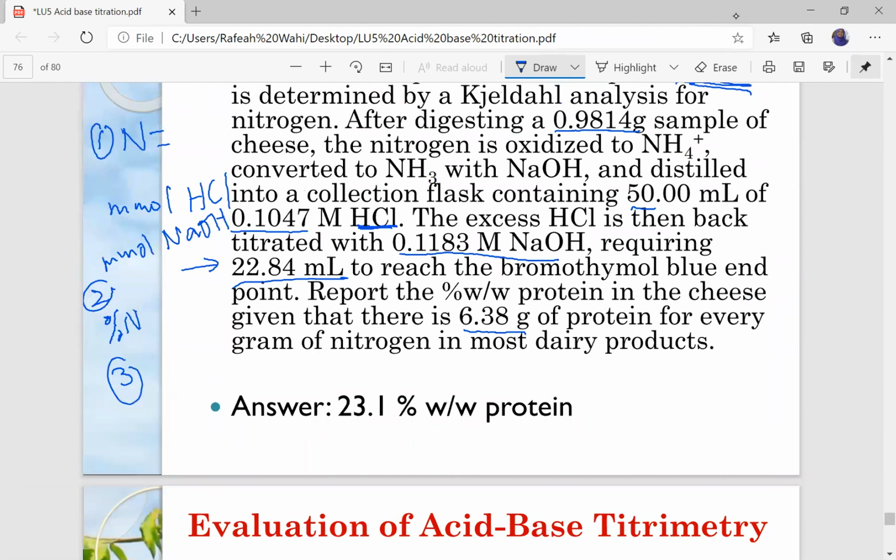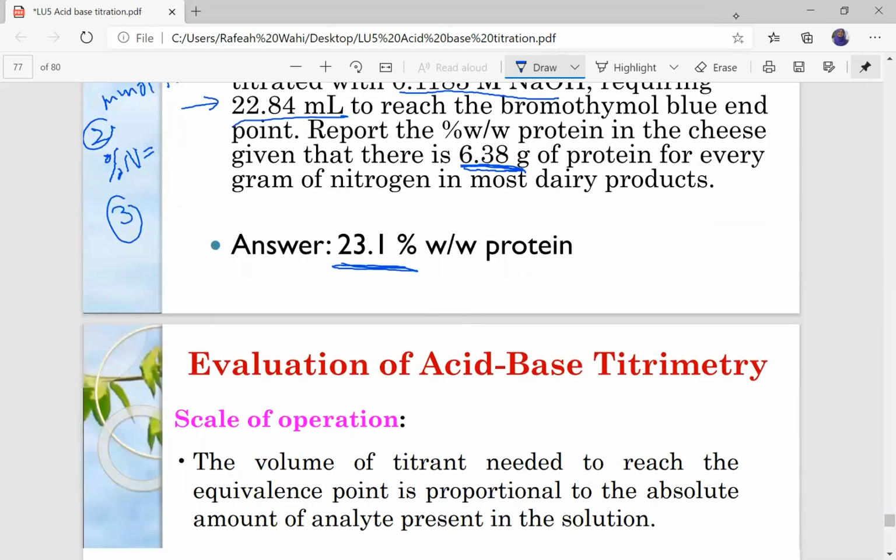And the third step is you already get the value for your nitrogen percentage. You multiply it with the factor, which is 6.38, and you get the answer, 23.1% weight to weight protein. Try to do this on your own so that you can understand the step by step calculation.